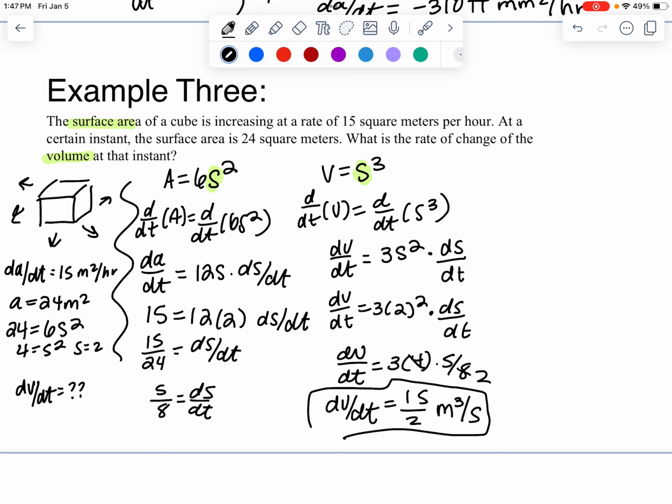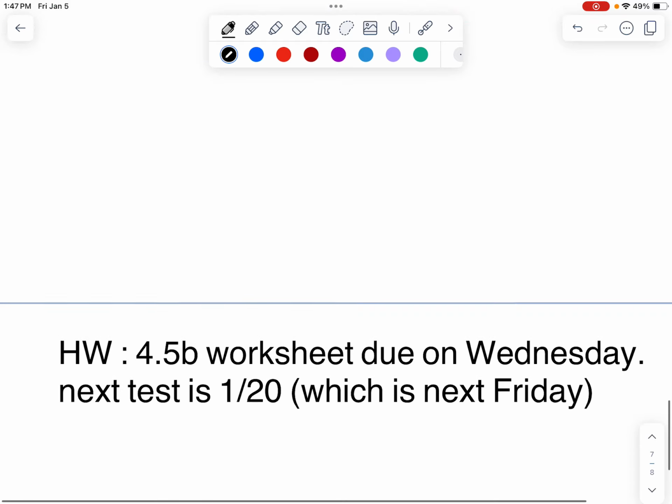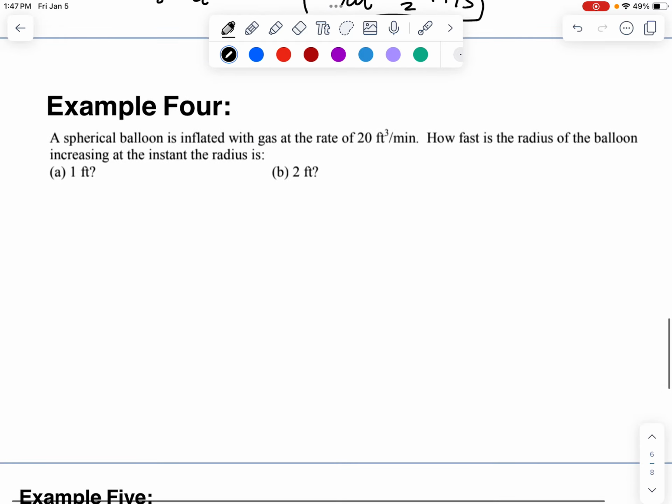So again, stop it, pause it, let me know if you have any questions. Just write them down on the side and we can talk about them the next day. We got 2 more, I believe. Okay, so this next one's not too bad actually.